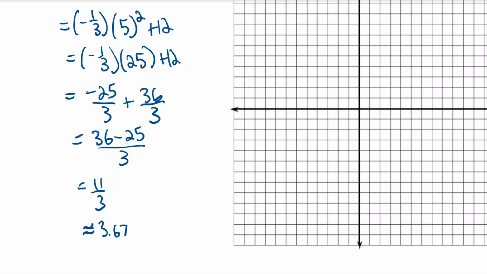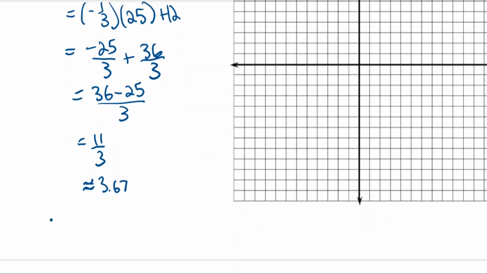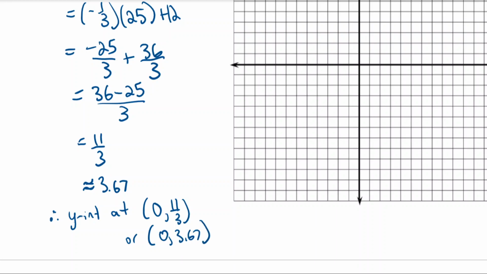All right, so this is our y-intercept. We have a y-intercept at this point. Sorry, let's write this as a coordinate. Y-intercept at 0, 11 over 3, or we could think of it as 0, 3.67 to be able to plot it a little easier.